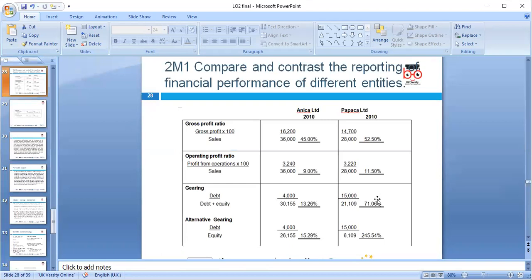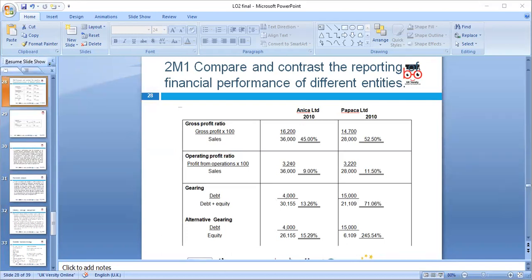Then we have 2.1, where we can look at financial ratios, and compare and contrast the reported financial performance. So guys, financial ratios represent the performance of the company. We can use different ratios, like in other areas we discuss, which in the following lessons we will discuss further as well.